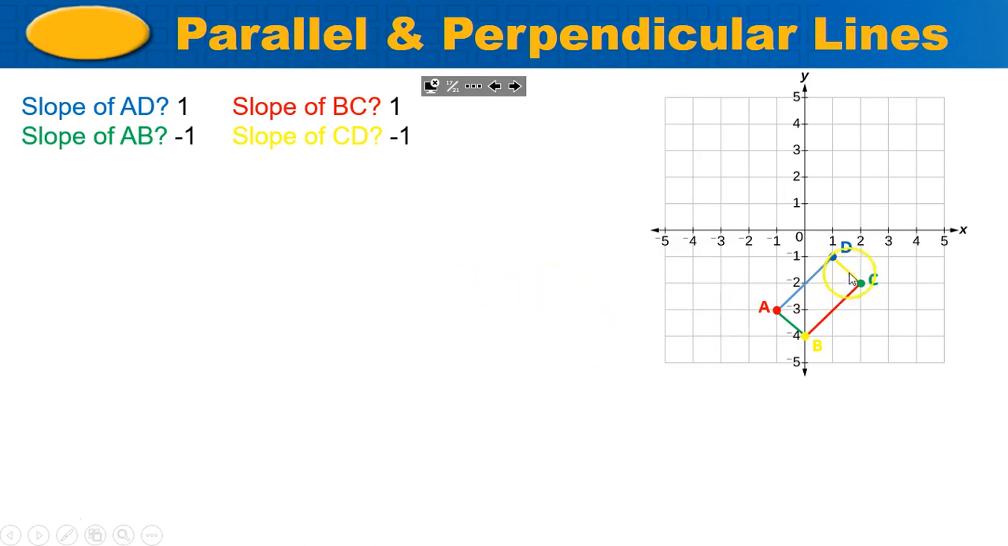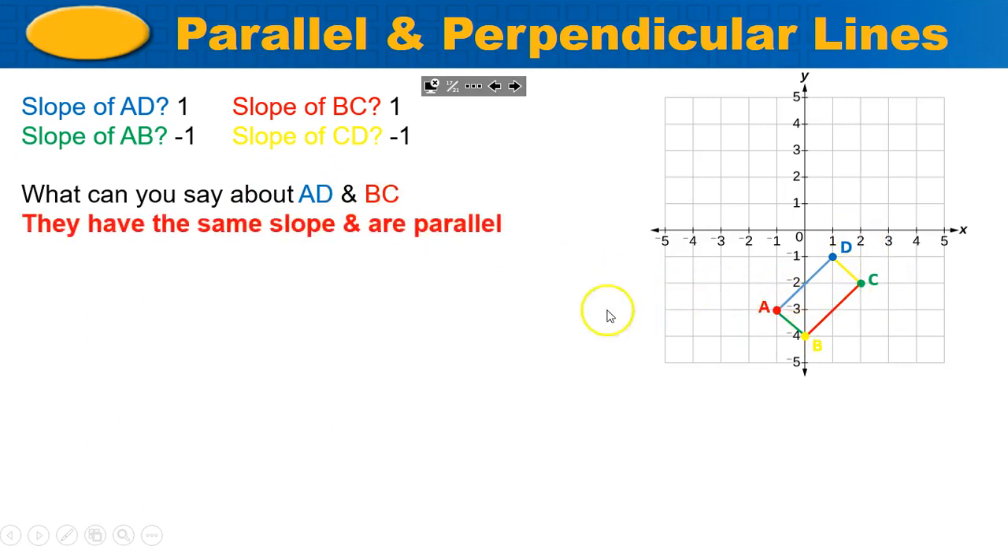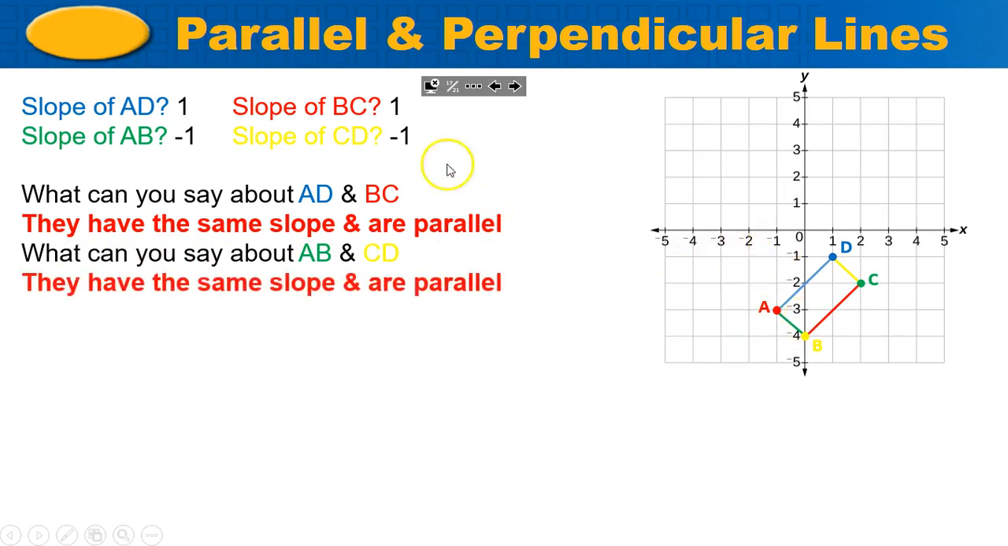So we also know that those opposite sides. So we know at the very least that this is a parallelogram, right? So what can you say about AD and BC? So AD and BC, they obviously have the same slope, so they are parallel, right? Then what can you say about AB and CD? They also have a slope of -1, so they are also parallel. Then what can we say about AD and CD? So AD and CD are these lines right here.